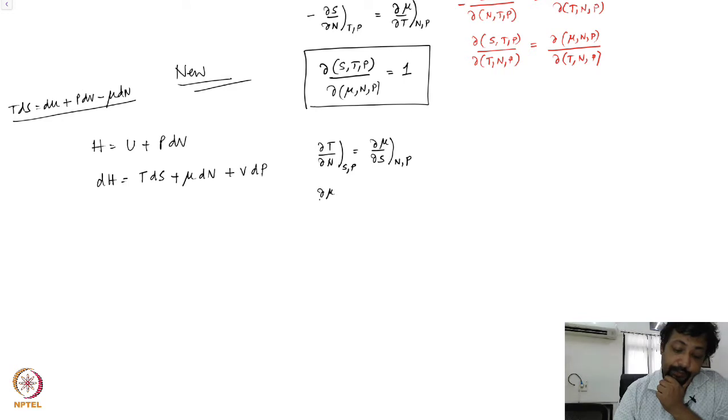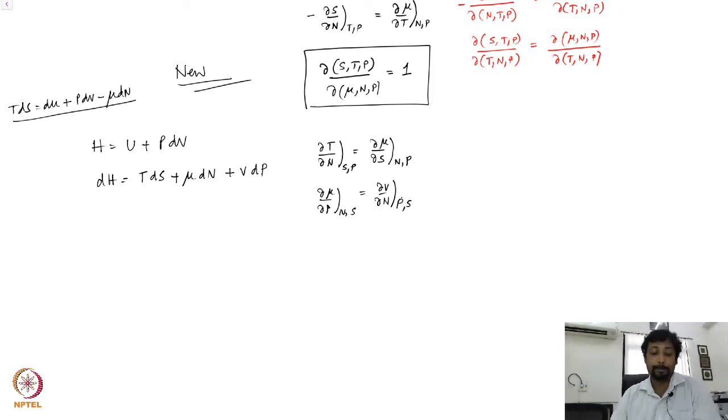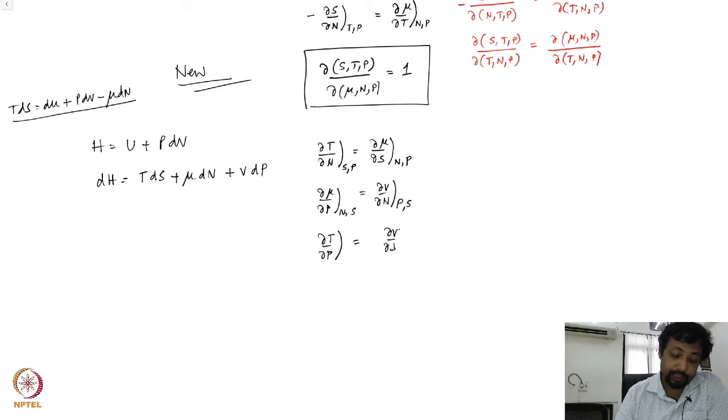Then ∂μ/∂P is equal to ∂V/∂N. Now ∂μ/∂P, entropy is definitely held constant on both sides. This is N comma S. This is P comma S. And finally you have ∂T/∂P is equal to ∂V/∂S.